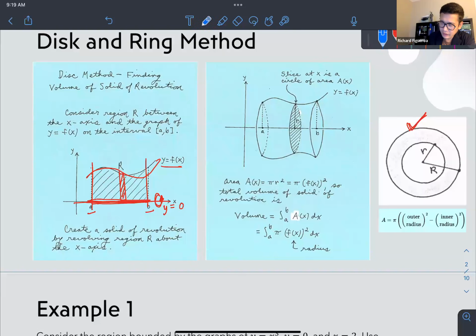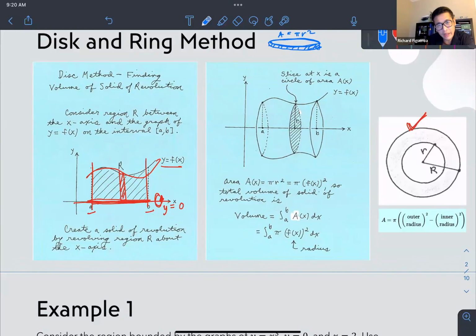If it is a disc, the cross-section is a circle, and it just so happens that it has a thickness. How do we measure the volume of this one? Of course, we need to find the area of the base. Since this is a circle, that is pi r squared.